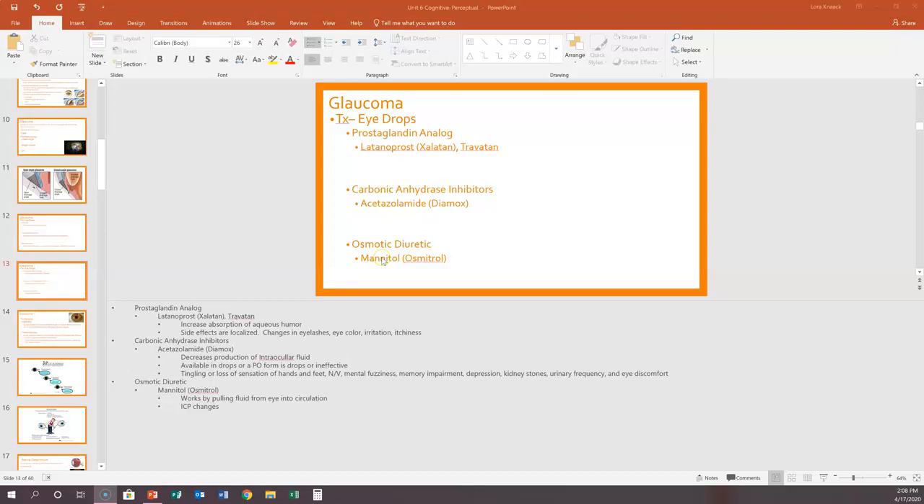Okay, welcome back to part 2 of Unit 6. So we're going to continue with glaucoma treatments for the eyes.